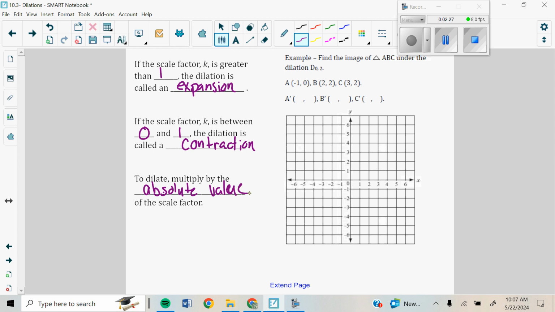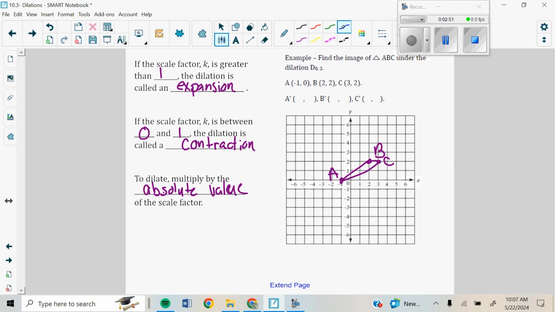All right, so let's go ahead and look here. It says find the image of ABC under the dilation of O2. So first, let's go ahead and graph our first points, our pre-image points. So we're at -1, 0, so that's A. Then B is at 2, 2. And then C is over at 3, 2. Ooh, there we go. So it's kind of a skinny triangle there.